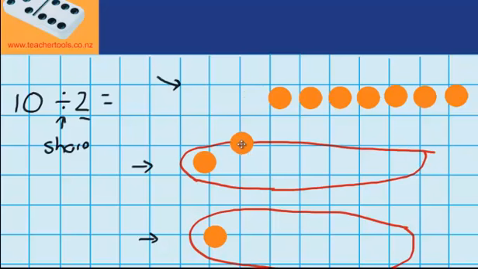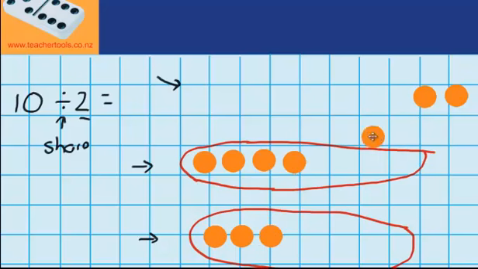The next one goes in Group 1 and the next one goes in Group 2. And I keep sharing the counters out like this until I have no more counters left. So you can see I've shared out all the counters, and you can see I've put 5 counters in each group. So 10 counters shared into two groups means I put 5 counters in each group.